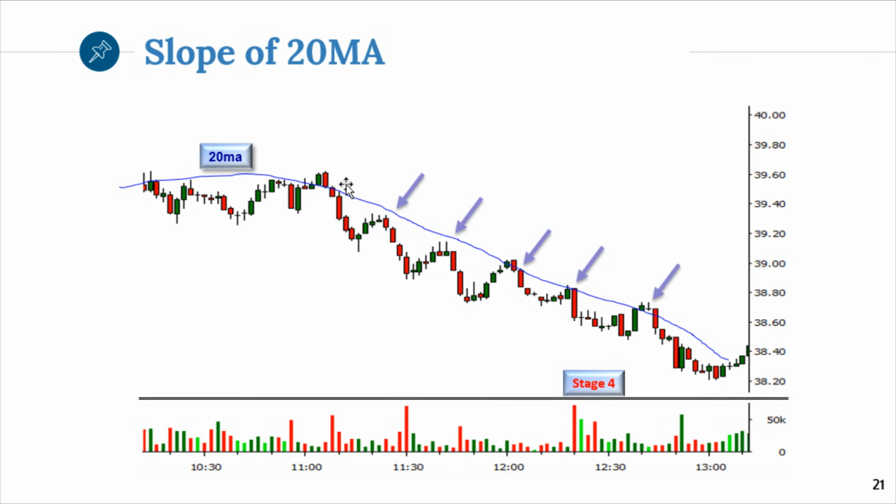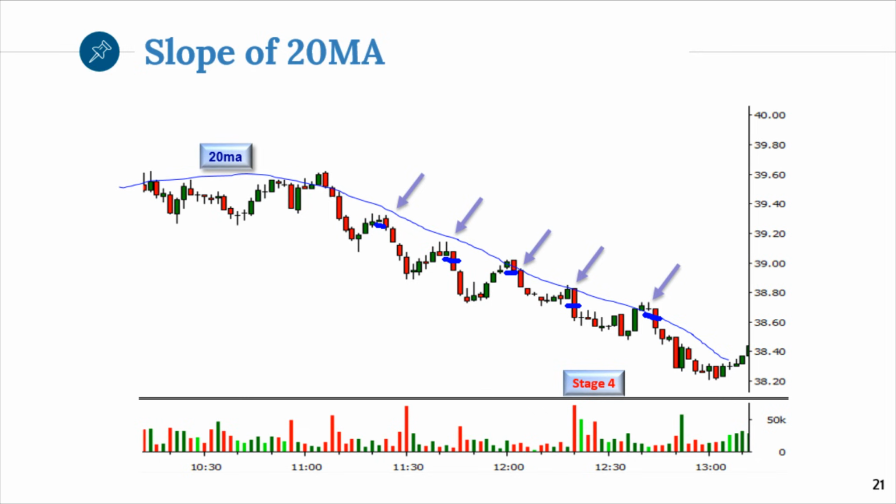Entry is almost always at or near the declining 20. So where's the entry? Just as soon as the stock takes out the prior bar's low. So again, where's the entry? As soon as it takes out the prior bar's low. It's right here, right here, right here.